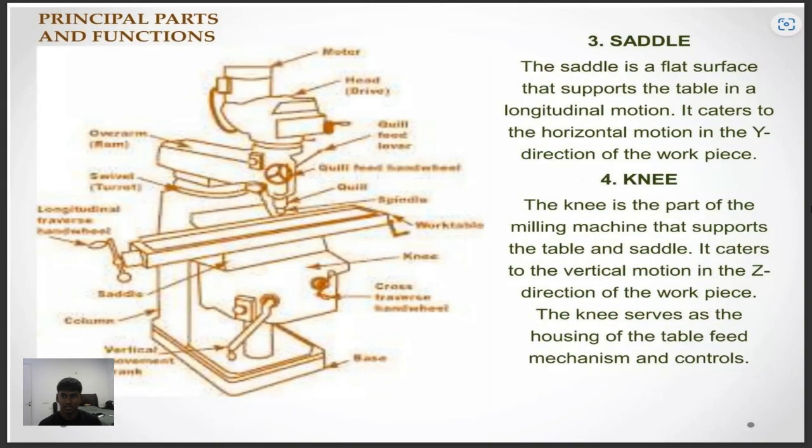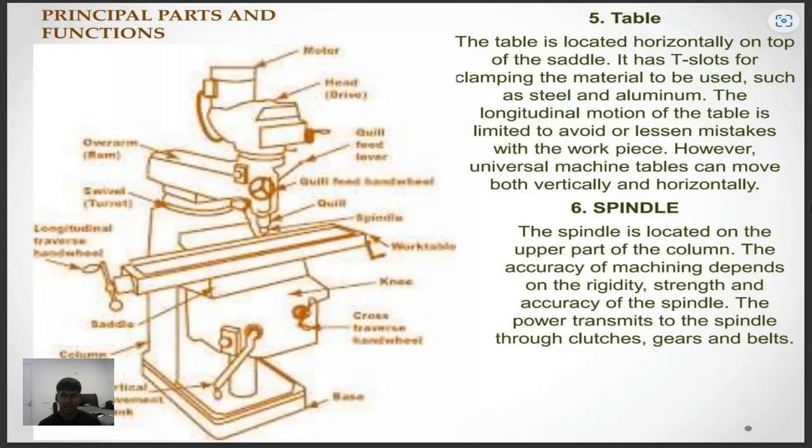Saddle. The saddle is a flat surface that supports the table in a longitudinal motion. It caters to the horizontal motion and the y direction of the workpiece. Knee. The knee is the part of the milling machine that supports the table and saddle. It caters to the vertical motion in the z direction of the workpiece. The knee serves as the housing of the table feed mechanisms and controls.